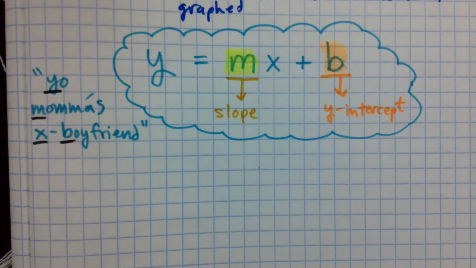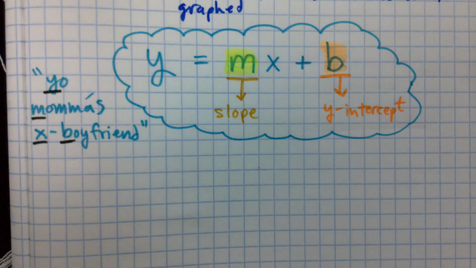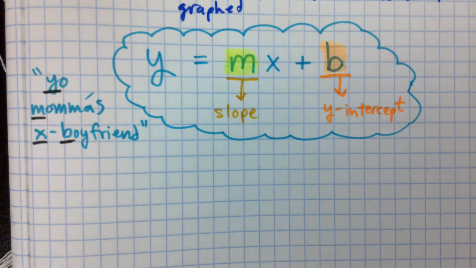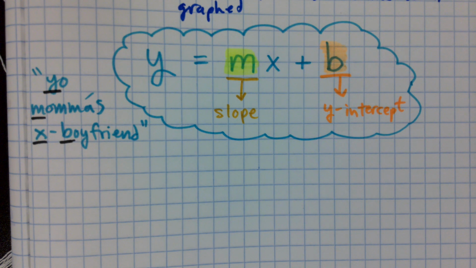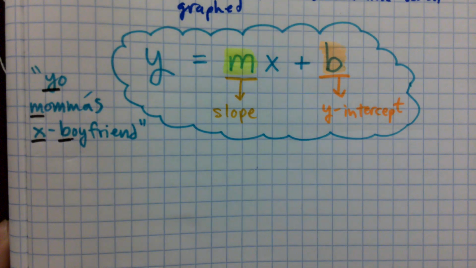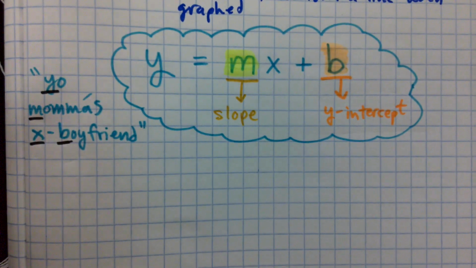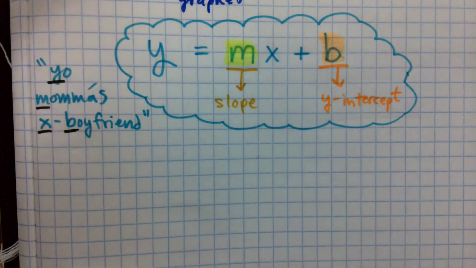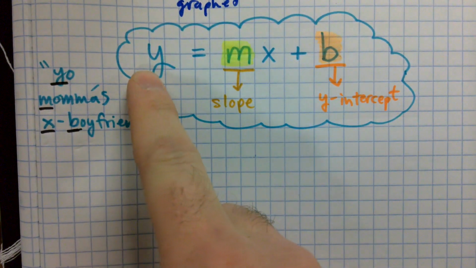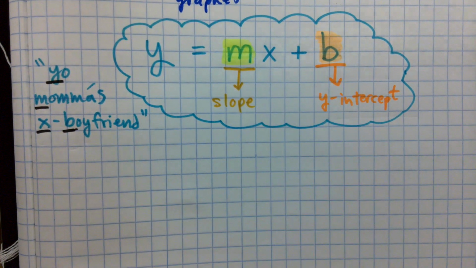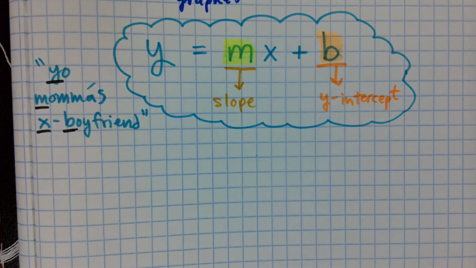Everybody say that out loud. Yo mama's ex-boyfriend. Say it with some heart. Yo mama's ex-boyfriend. Okay, that's all right. I know it's early. We don't have the yo mama's ex-boyfriend energy yet, but you will. Don't worry. You may find it silly, but you will remember it that way. It's a lot easier than remembering y is equal to mx plus b, right? At least it's something that's catchy in a way, unfortunately.